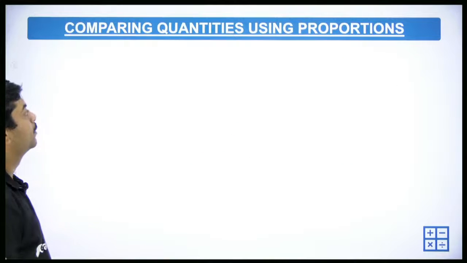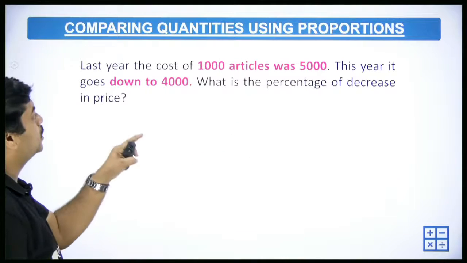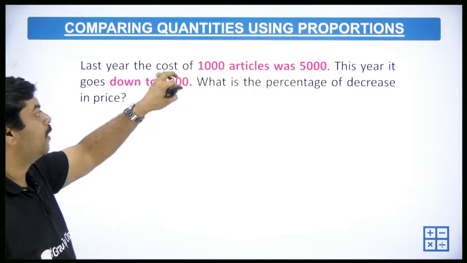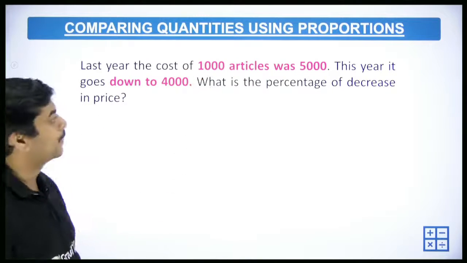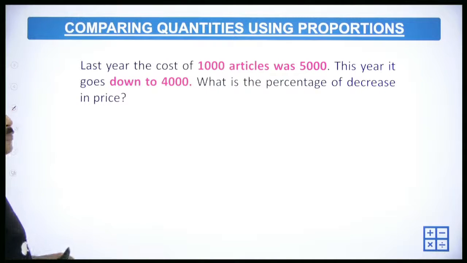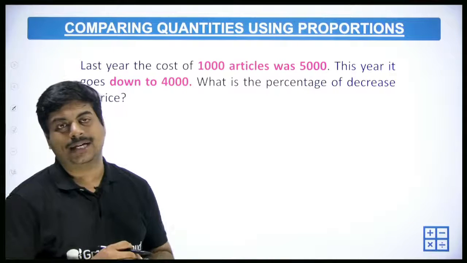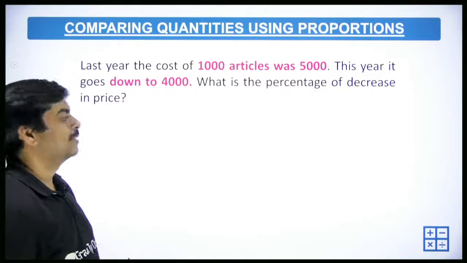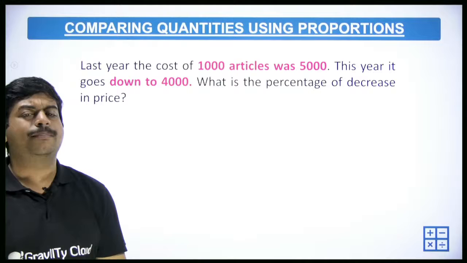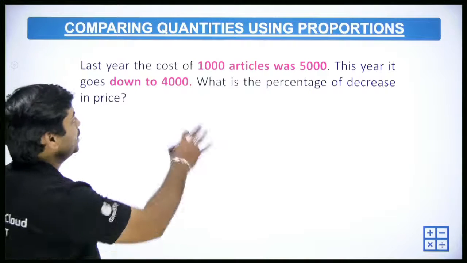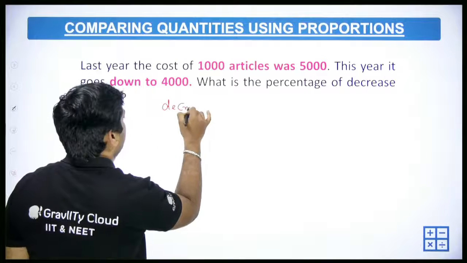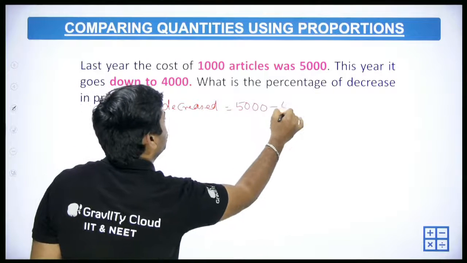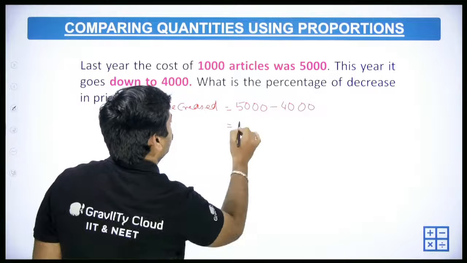Right? Next one. Last year, the cost of 1000 articles was 5000. Okay. This year it goes down to 4000. That means there is a decrease in price. Can you see that? There is a decrease in price. What is the percentage of decrease in price? How much did the price get decreased? Actually it should be 5000, now it is 4000. So 5000 minus 4000 is 1000.